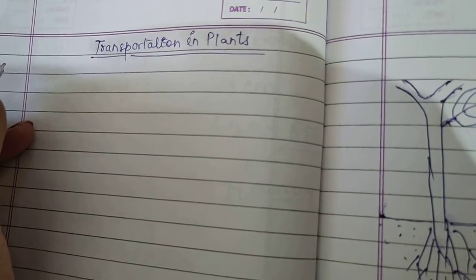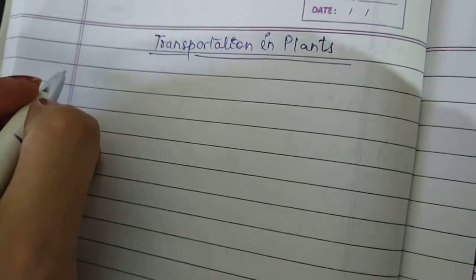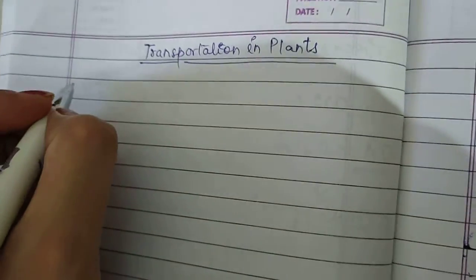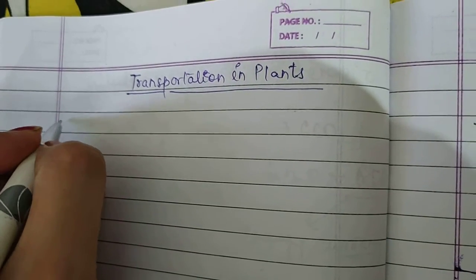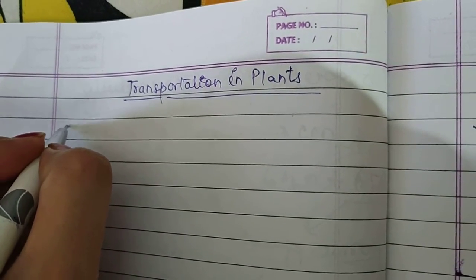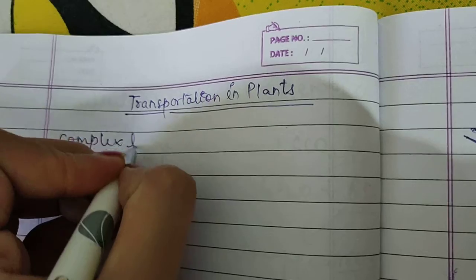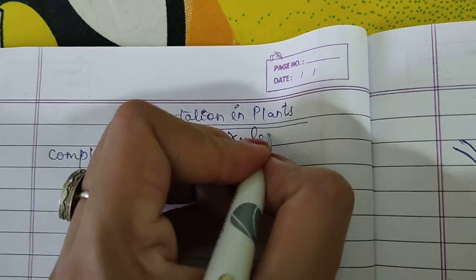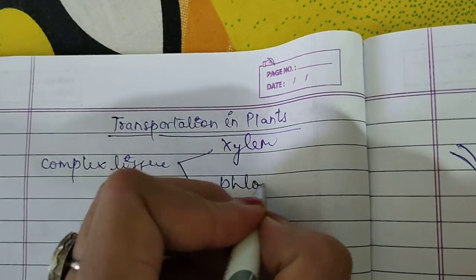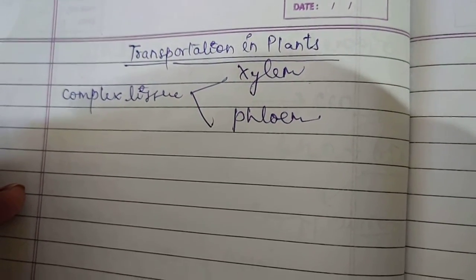Hello students, in this video I am going to tell you about the transportation in plants. First of all, we should know what are the tissues or cells involved in the transportation in plants. There are two types of complex tissues, xylem and phloem, which are responsible for the transportation in plants.